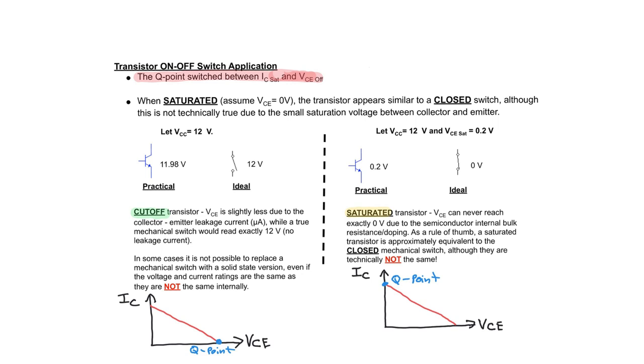Okay, so this is just the same thing. Just an example. If you have a 12 volt supply, an open switch has the full 12 volts across it. A saturated transistor has a little bit less, because you have the saturation voltage, collector to emitter, that you can never make 0.